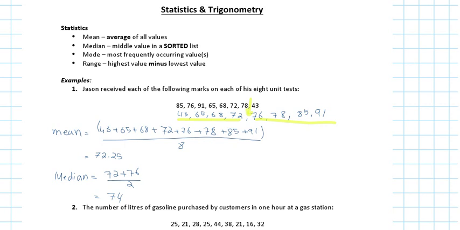What's the mode? There is none. What would be your range? 91 take away 43. So that will be 48.